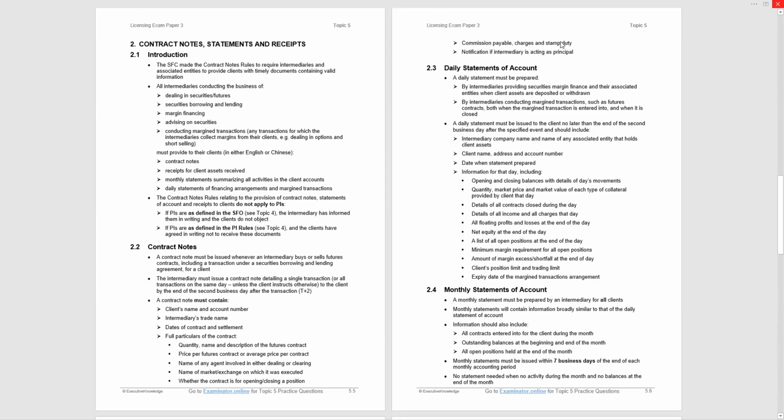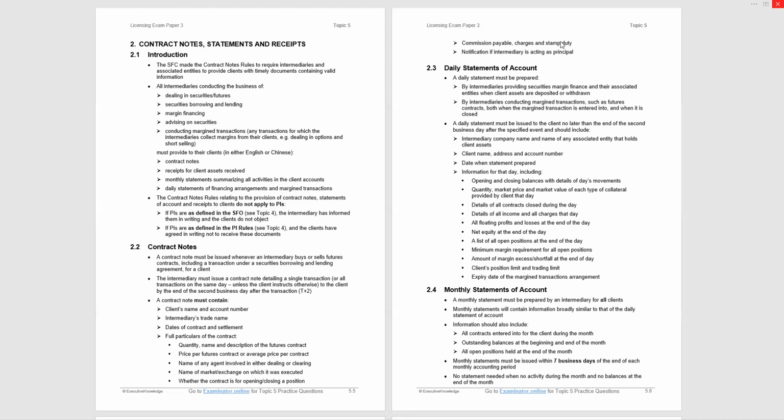The second set of rules that we need to be aware of is the contract note rules. Now that's the contract note, statement and receipt rules, but we condense it just to the contract note rules. So you need to know the keeping of record rules. You also, at topic 5, need to know about the contract note rules, and that's what we're looking at now.